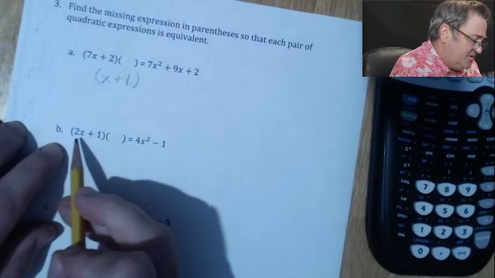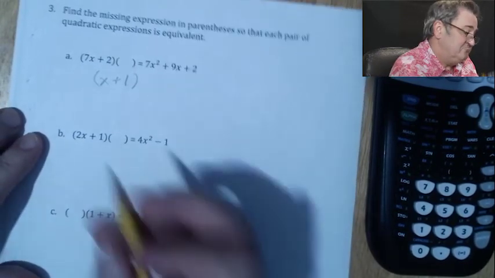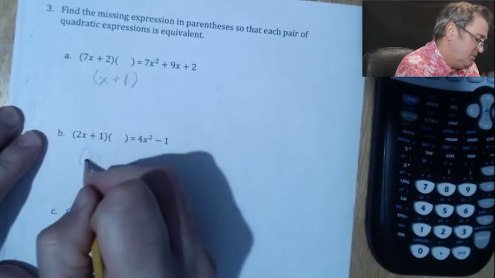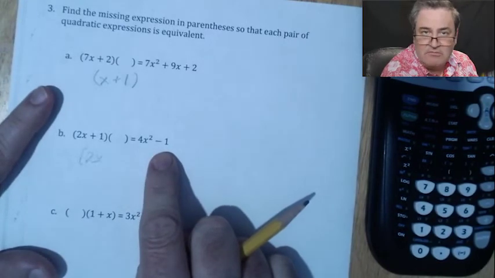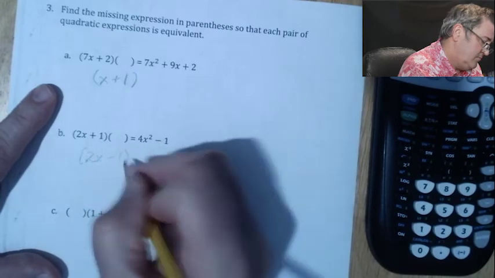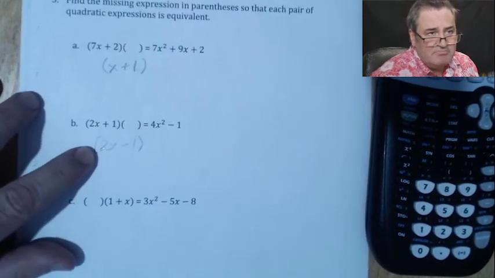All right, we've got 2x. We need to end up with 4x squared. What would we multiply that by? Well, we need to multiply that by another 2x. Sure. Okay, we've got a 1. We need to end up with a minus 1. Well, 1 times minus 1 would give us what we need. So 2x plus 1, 2x minus 1.